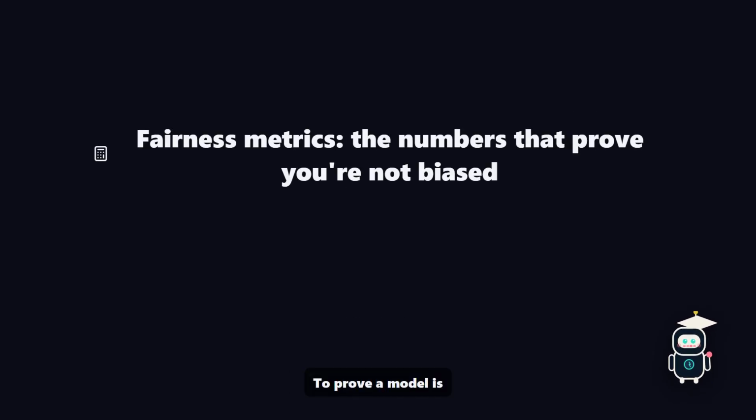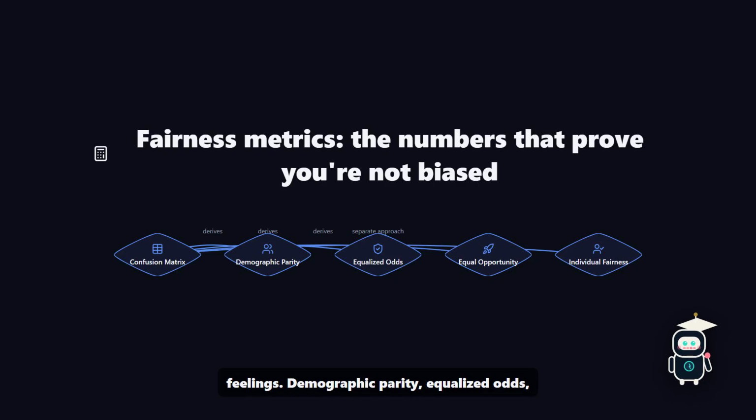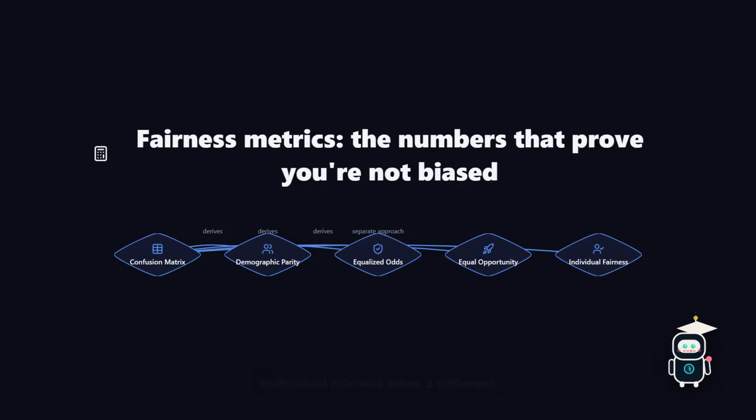To prove a model is fair, you need numbers, not feelings. Demographic parity, equalized odds, and equal opportunity all trace back to the confusion matrix. Individual fairness takes a different approach, comparing similar individuals directly. Know for the exam how each metric is calculated and what trade-offs they force.